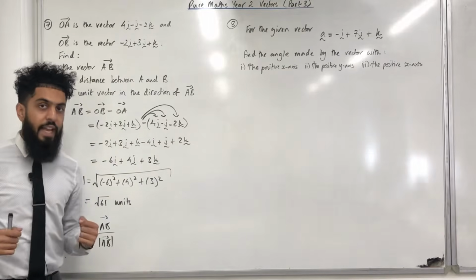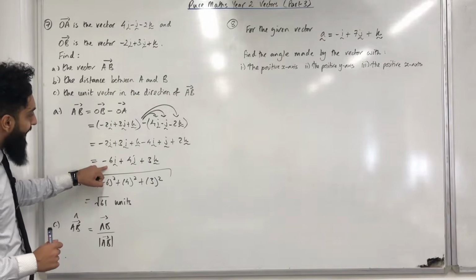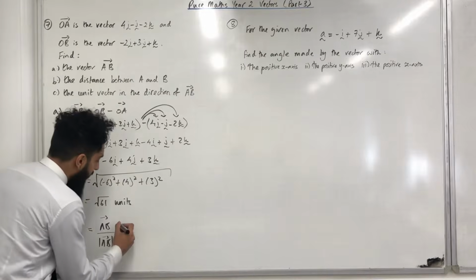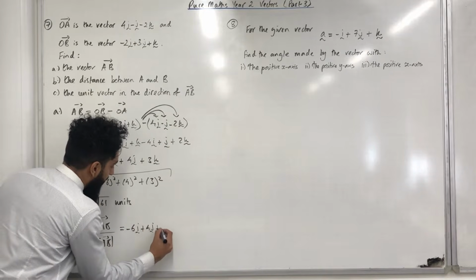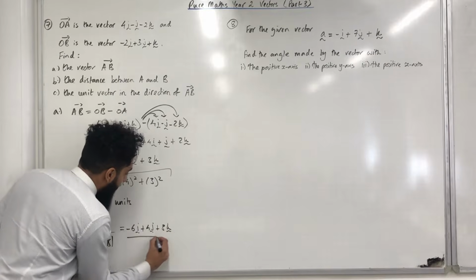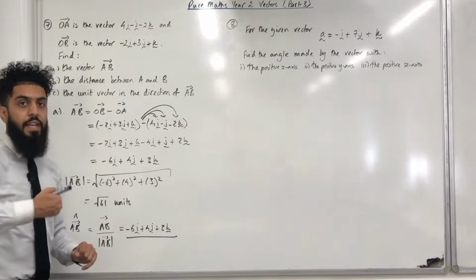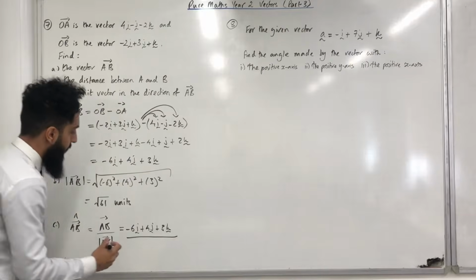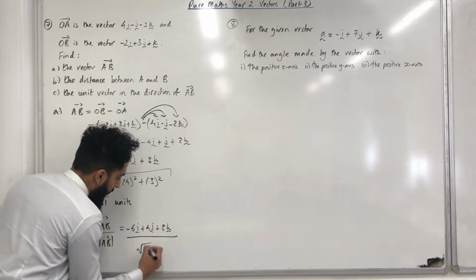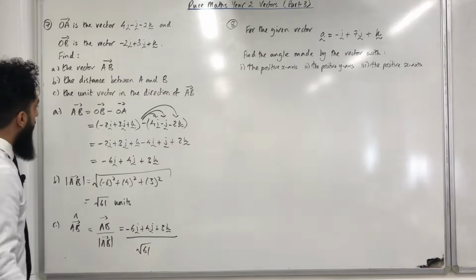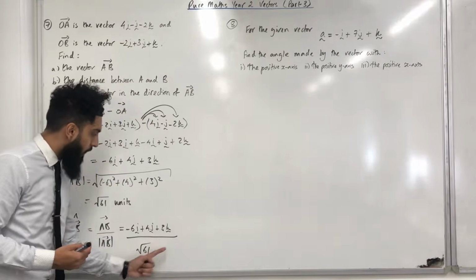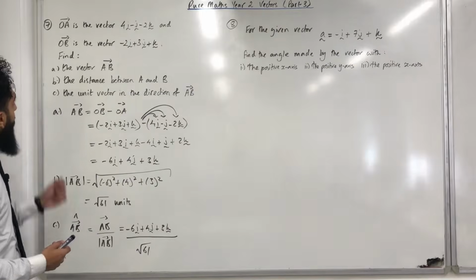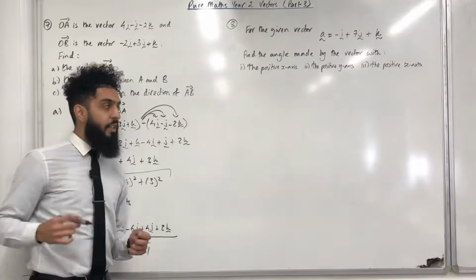We know what the vector A to B is. It is minus 6i plus 4j plus 3k. So we have minus 6i plus 4j plus 3k. We divide this by the magnitude of the vector A to B, which is square root 61. Therefore, the unit vector in the direction of the vector A to B is just this vector over here. That completes question number 7. Moving on to question number 8.